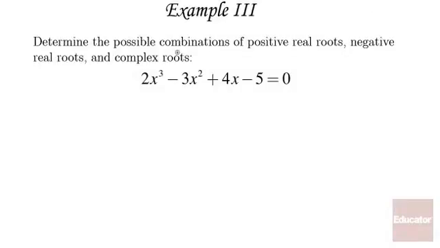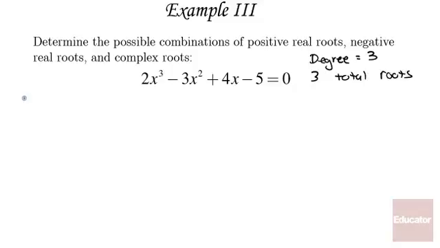Determine the possible combination of positive real roots, negative real roots, and complex roots. So we'll use Descartes' rule of signs to determine this. And we'll start out by thinking about the total. Since the degree is 3, there are 3 total roots.